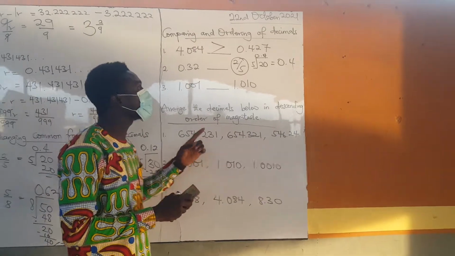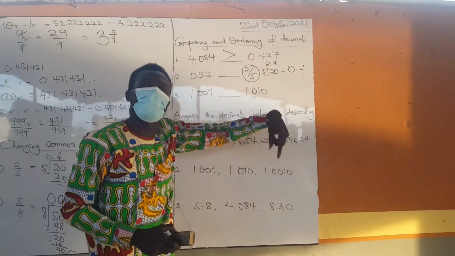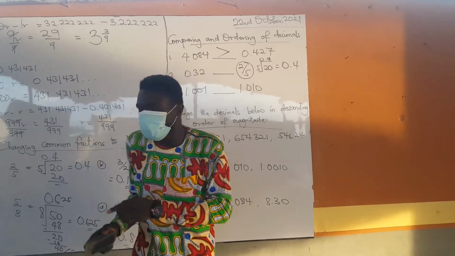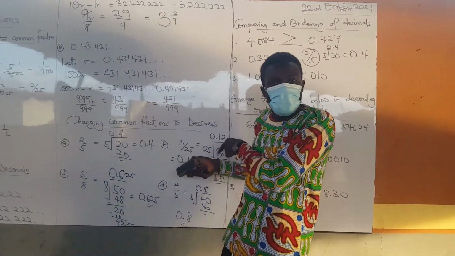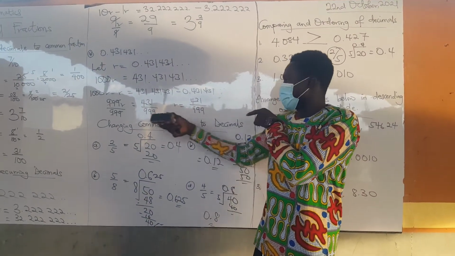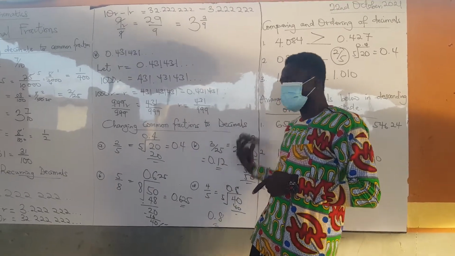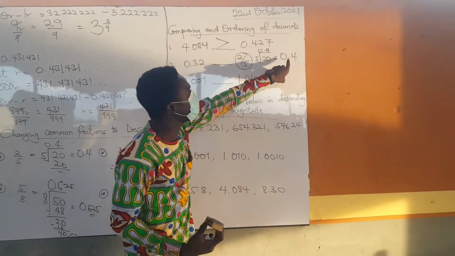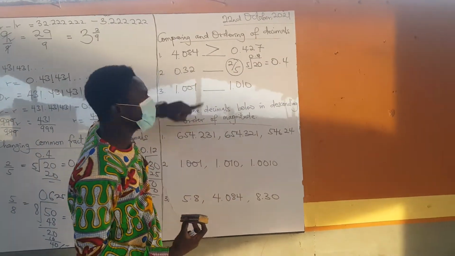If you are comparing decimals and one is in common fraction, just change the common fraction into decimals. We were taught how to do that when we were talking about changing common fractions into decimals. If you are able to change this one into decimal, now you can compare decimal to decimal.